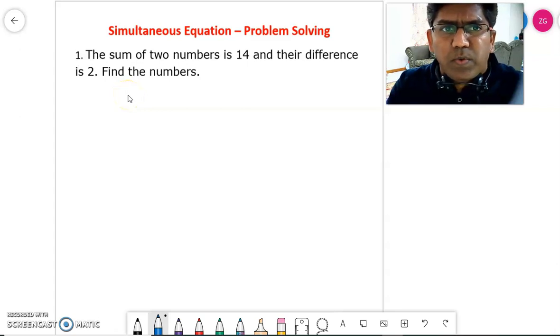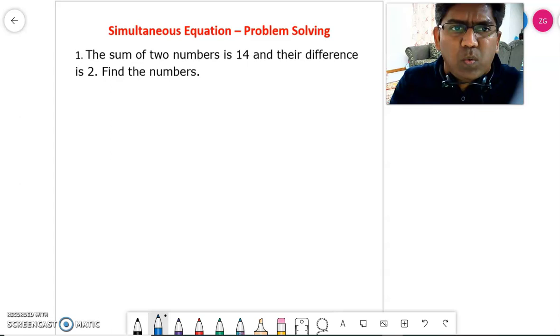In this session, I will be doing simultaneous equation problem solving, where a word statement will be given to us based on the conditions. We need to frame equations, solve them and find the value of the unknown. Let's have a look at question number 1.